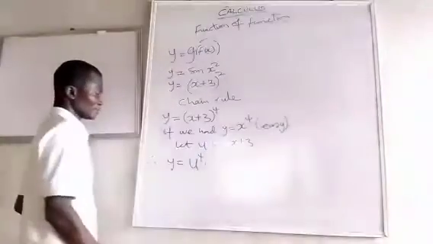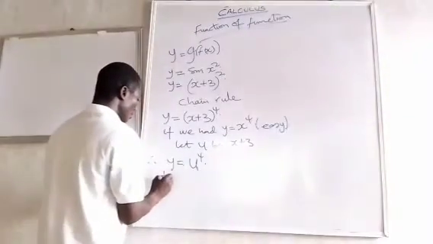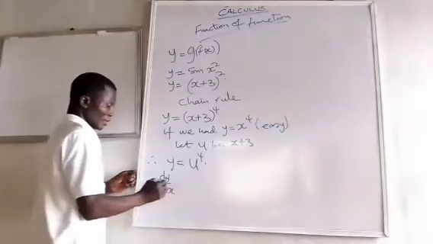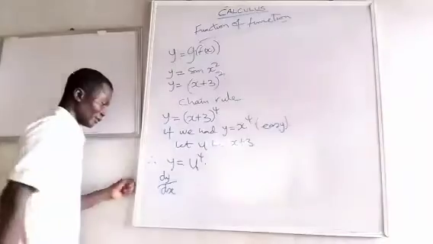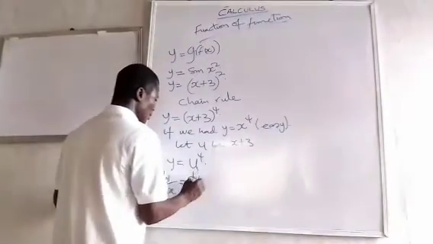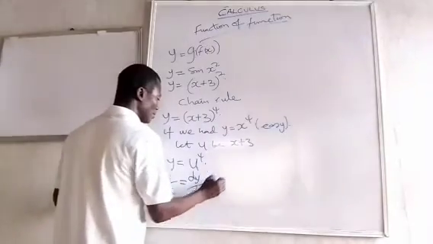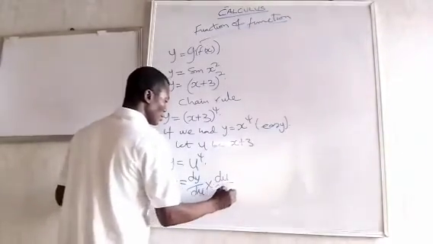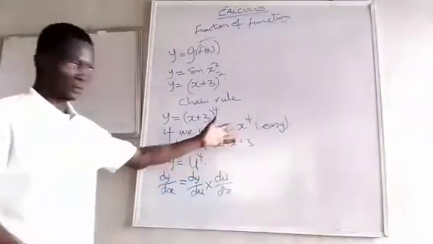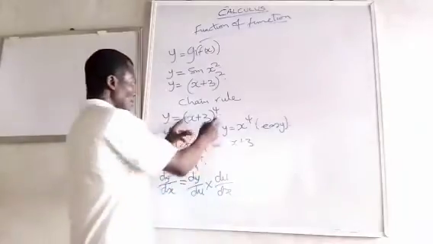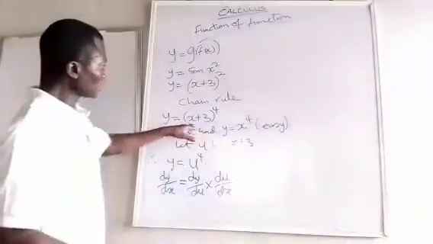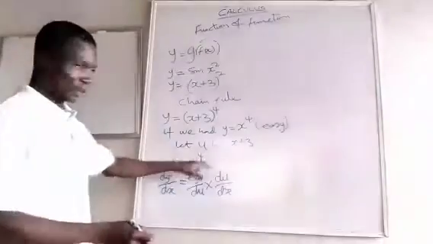We will now do this. dy dx, because that's our ultimate search, will now be equal to dy du times du dx. That is the chain rule. You can have it in any form. All you need to do is to represent the other function inside the function. This is another function now, u raised to the power 4.